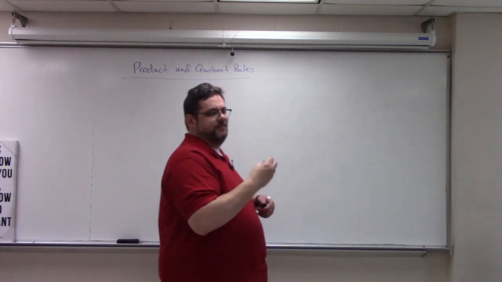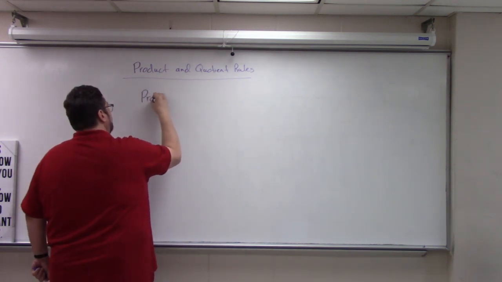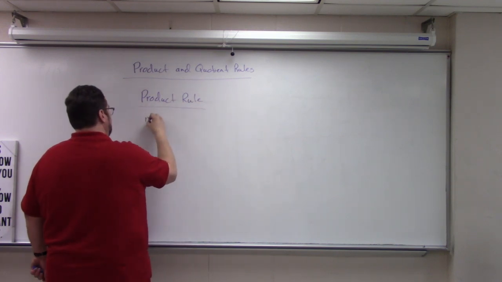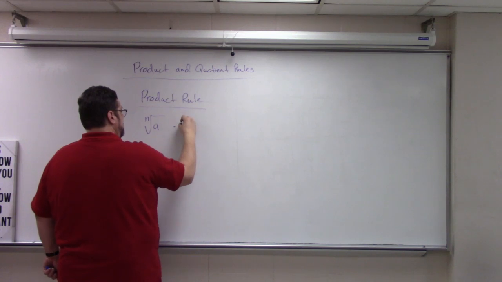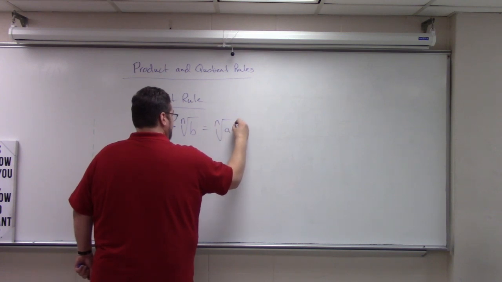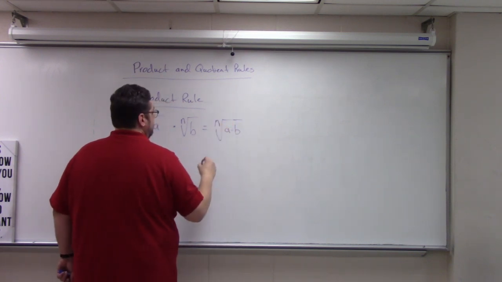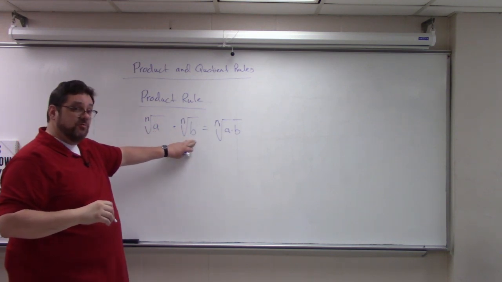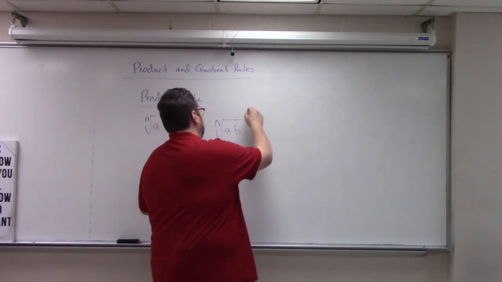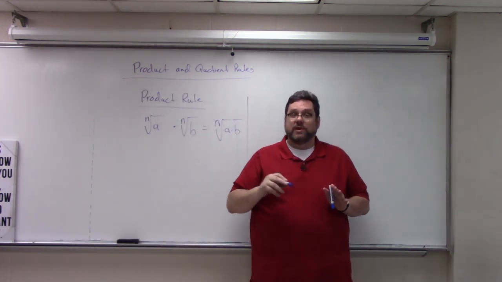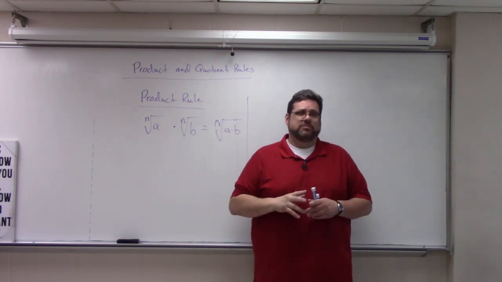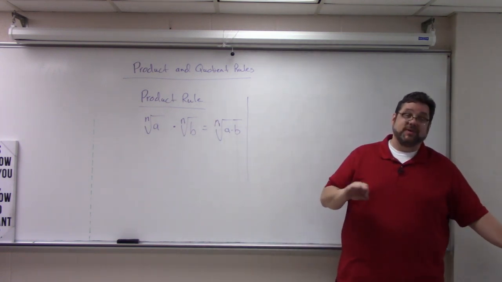The product rule. Okay, well, the product rule says if we have the root of A multiplied by the root of B, that's the same thing as those things multiplied together. The root of A times the same root of B equals the root of A times B. Okay. But that's the only way we can multiply roots. If we had a square root and a cube root, we couldn't multiply those together. They have to be the same root.